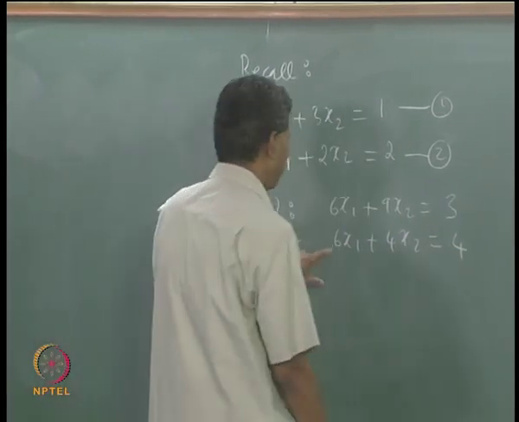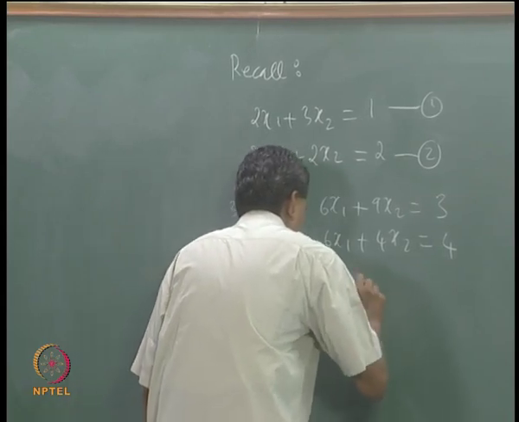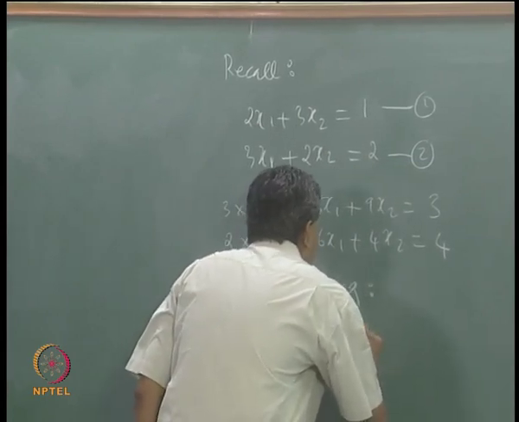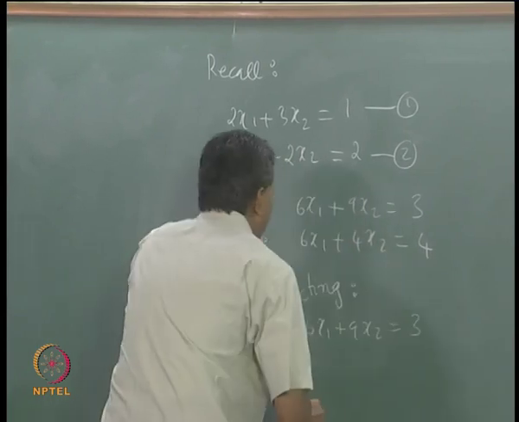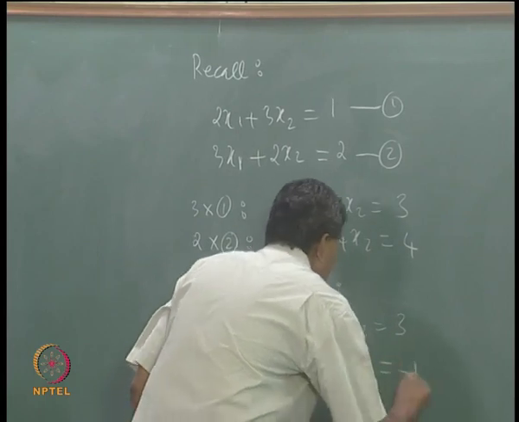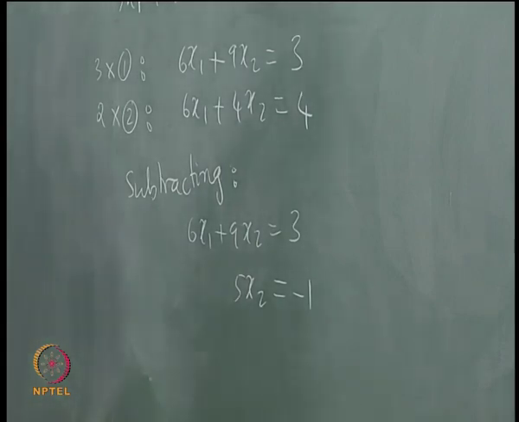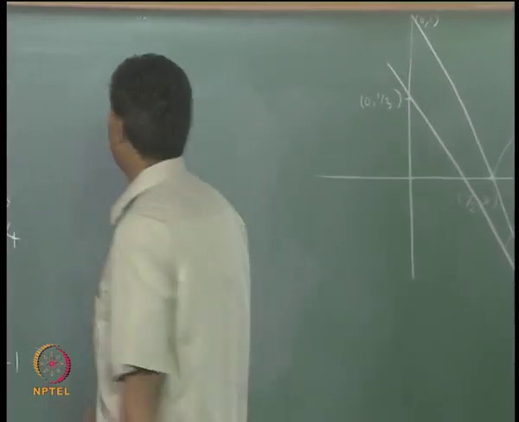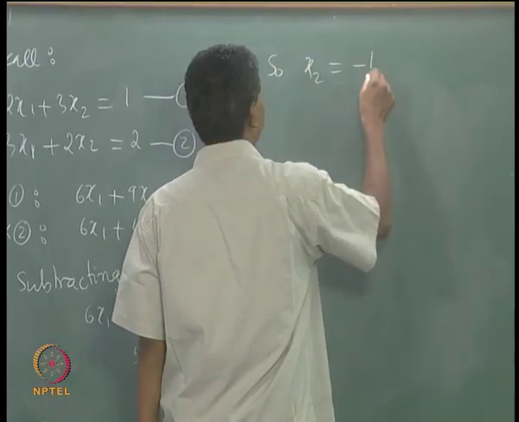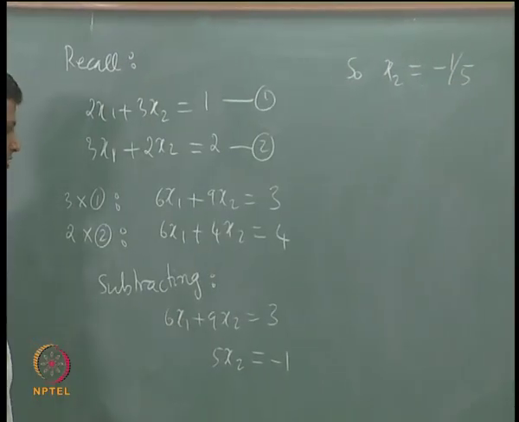Then these coefficients are the same, so one does a subtraction. Subtracting, the first equation is 6x1 plus 9x2 equals 3. Instead of the second equation, we have 5x2 equals minus 1. So I am able to solve for x2 immediately looking at the last equation. I have x2 equal to minus 1 by 5, and I go back to this equation and solve for x1.